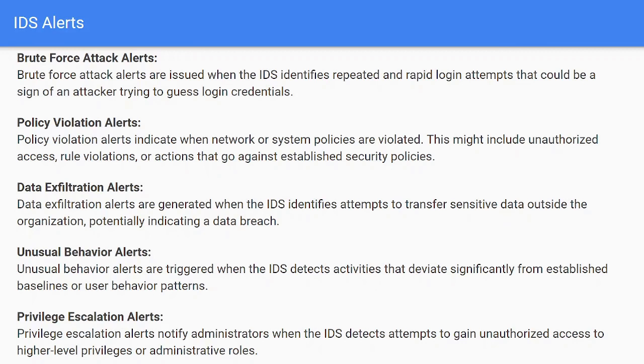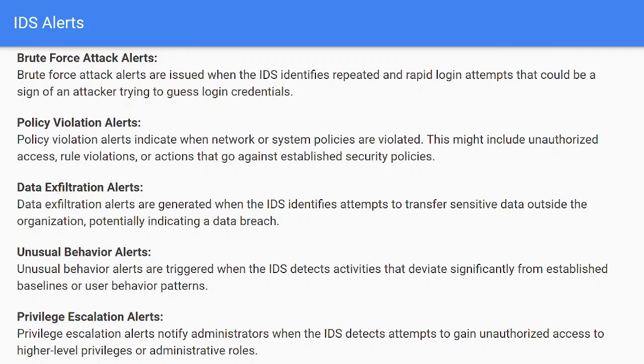Then unusual behavior alerts. Unusual behavior alerts are triggered when the IDS detects activities that deviate significantly from an established baseline of user behavior. So when we have a baseline, we know what these users do, and all of a sudden a particular user is doing way out of what he's supposed to be doing. That is called an unusual behavior alert. So the IDS will report to the admin to come and check this user. You understand? So that is an unusual behavior alert.